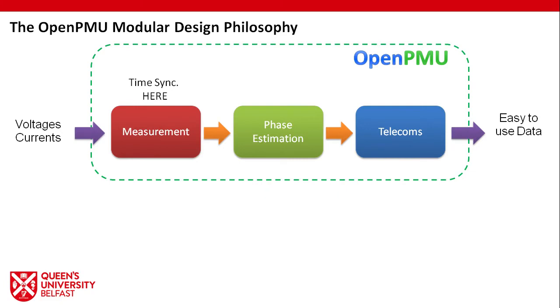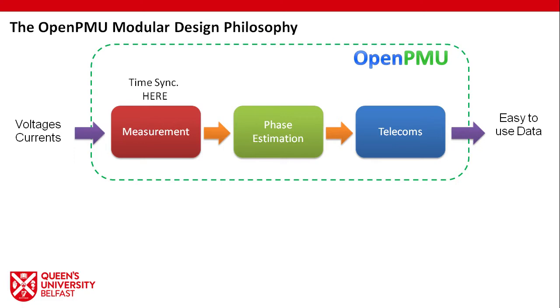OpenPMU is inspired by the early work on phasor measurement units. There are 3 separate modules: measurement, phase estimation, and telecoms. These modules are designed to operate independently. They have well-described interfaces, which means that data can be pipelined through each module, but they are also highly swappable. That is, I can change the measurement module without affecting phase estimation and telecoms. I can change the phase estimation without changing measurement or telecoms, and so on.